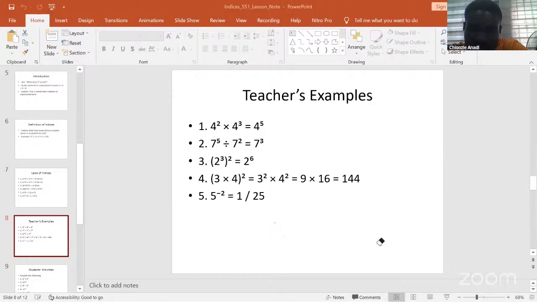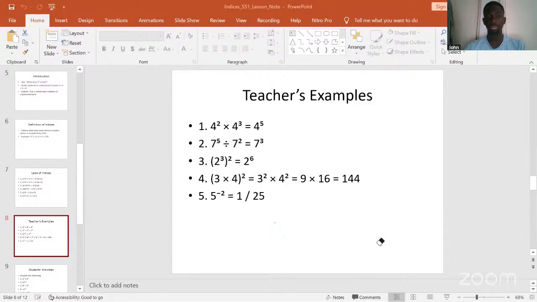What about example number 2? You subtract 2 from 5 to get 3 because it's a divide. Okay, because it's division, so you subtract the powers, right? Yes, sir. So that will be 5 minus 2 to give you 3. So that will be 7 raised to the power 3, right? Yes, sir. That's correct. What about example 3?